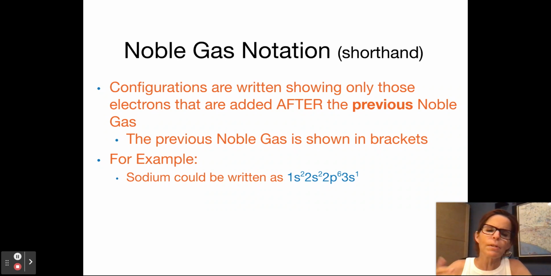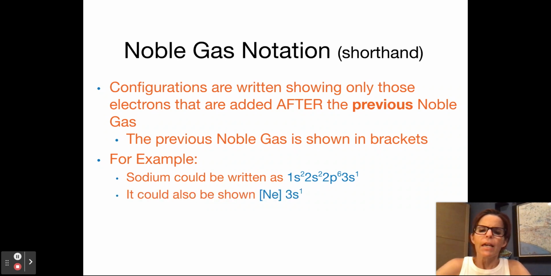1s2, 2s2, 2p6, 3s1. However, it could also be shown as neon in brackets. That's the 1s2, 2s2, 2p6, which is 10 electrons. And then the only part you have to write is what comes after the last noble gas, which in this case was neon. So all you have to write is neon in brackets and then 3s1. Way easier. And francium will be insanely easy once you get the hang of it.